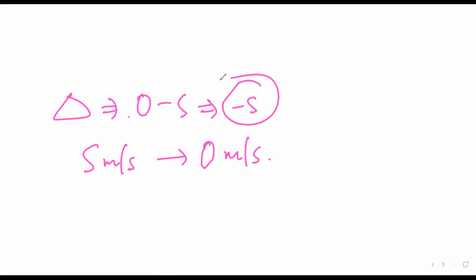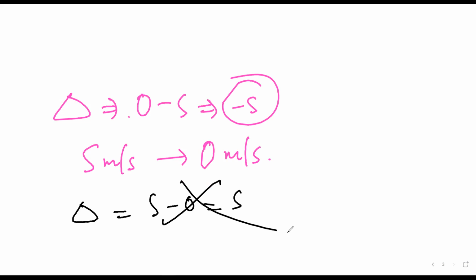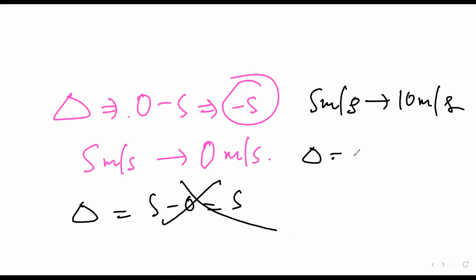Have you understood what I said? Yeah. So that is why, at times, students say change is 5 minus 0 is equal to 5. No, this is wrong. Change is always final minus initial. Somehow, in my interaction with students, they think that change has to be positive. No, no. For example, I'm going at 5 meter per second, and then I increase my speed to 10 meter per second. Here the change is positive. Have you understood what I said?